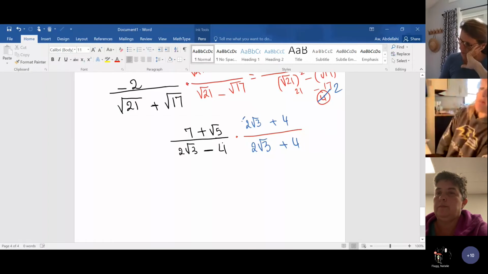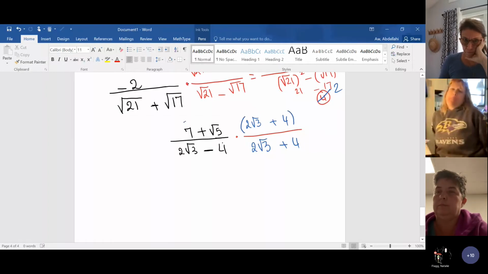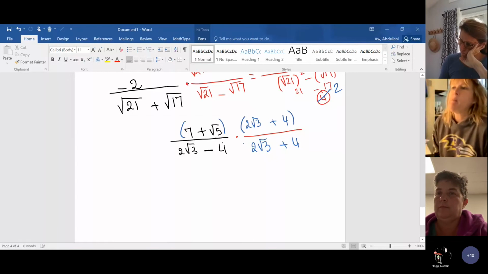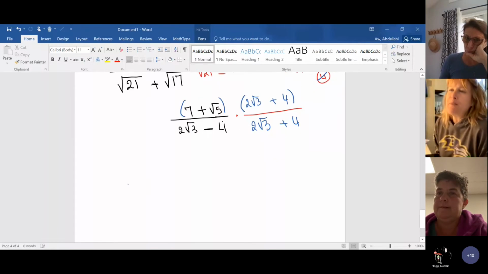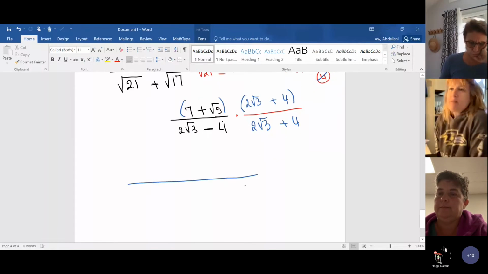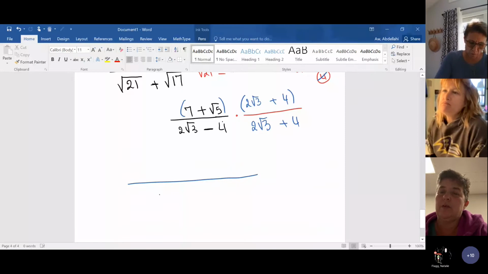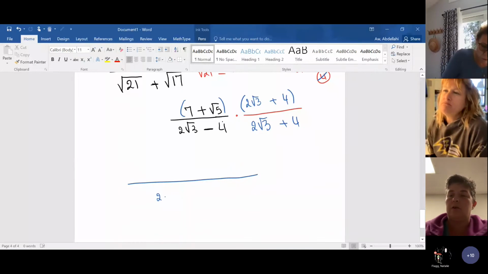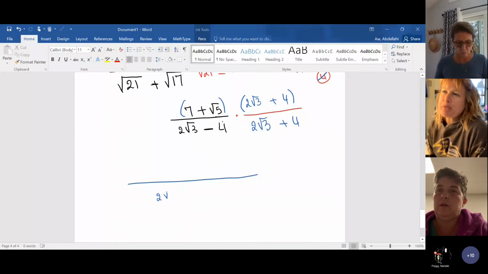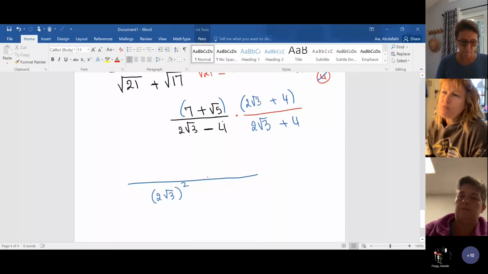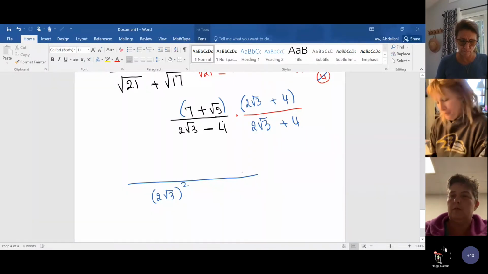Now for this one, we will distribute the numerator. But let's focus first on the denominator. What is going to be your new denominator? It will be 2 with the square root of 3, and you're going to square that. So here you're going to square both of them. It is 2 square root of 3, all squared, minus 4 squared.